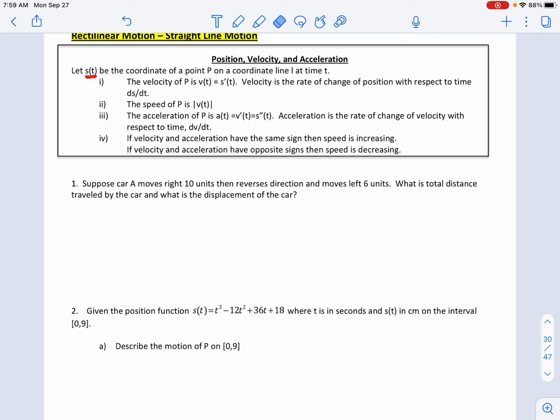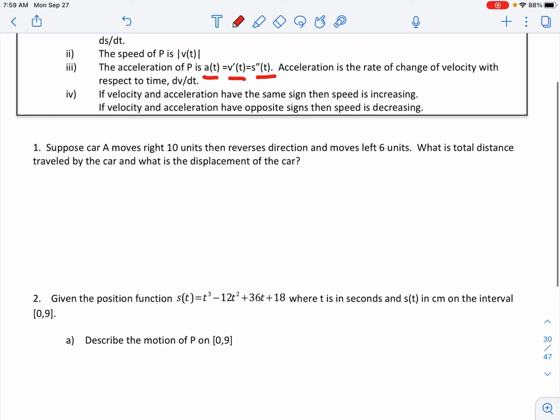Okay, acceleration is the next relationship, the rate of change of velocity with respect to time. So the second derivative of position is the same as acceleration, or really the first derivative of the velocity would also give you acceleration. And the last two pieces: if velocity and acceleration have the same sign, then we say speed is increasing. If velocity and acceleration have the opposite sign, then we say speed is decreasing. We're going to talk more about these two a little bit later.